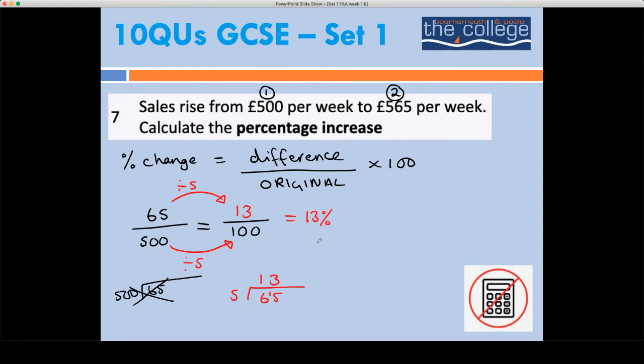Okay, and a quick check. If you thought, well, what's 10% of 500? Okay, 10% equals 50. 1% equals 5. Oh, look, so if I'd had 3%, 3% would equal 15. So 50 plus the 15, there's your 65. 10% plus the 3, there's your 13%.